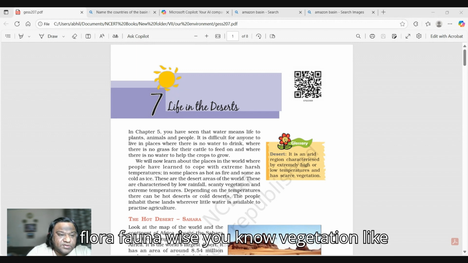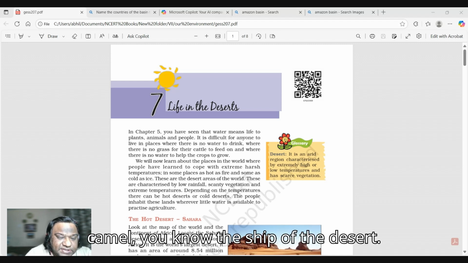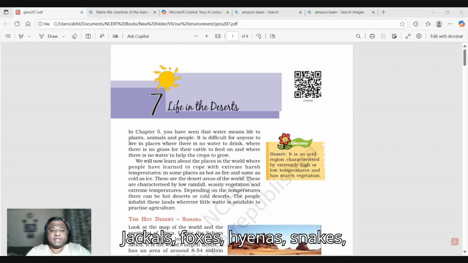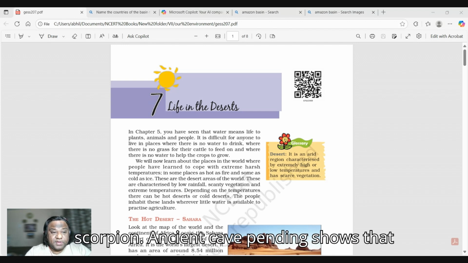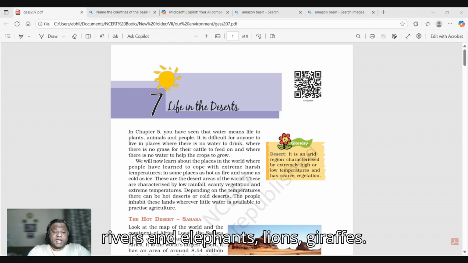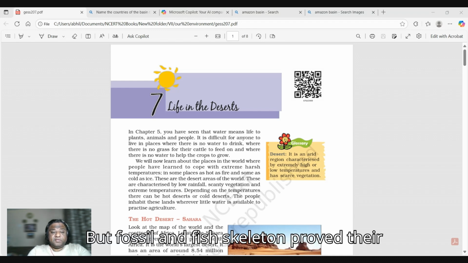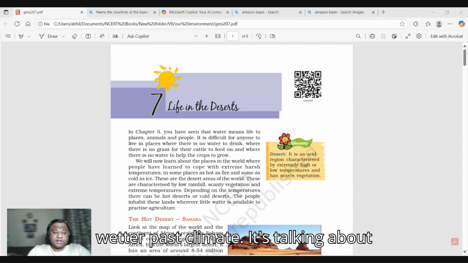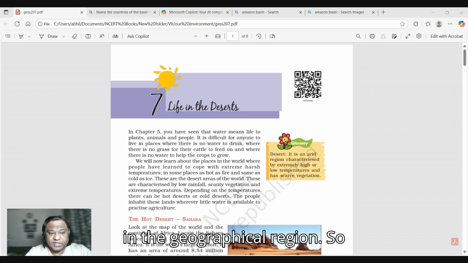Flora and fauna wise, vegetation like cactus, palms, acacia, and camel, the ship of the desert. Jackals, foxes, hyenas, snakes, lizards, and scorpions are found in this region. The ancient cave paintings show that Sahara was once lush with green, rivers and elephants, lions, giraffes. But fossils and fish skeletons prove its better past climate. It's talking about various climate changes that happened in the geographical region.